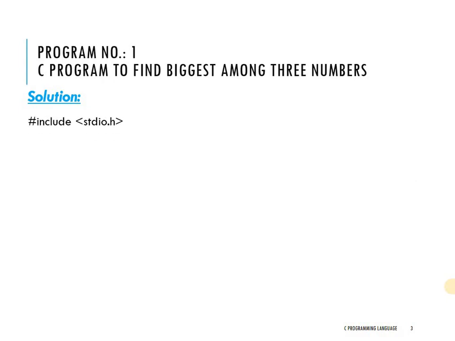For that, I have included the system library file and then the main function. Inside the main function, I am going to declare three local variables. These local variables are to get the three inputs from the user. I have declared three variables using the double data type, and then I am going to get the input from the user.